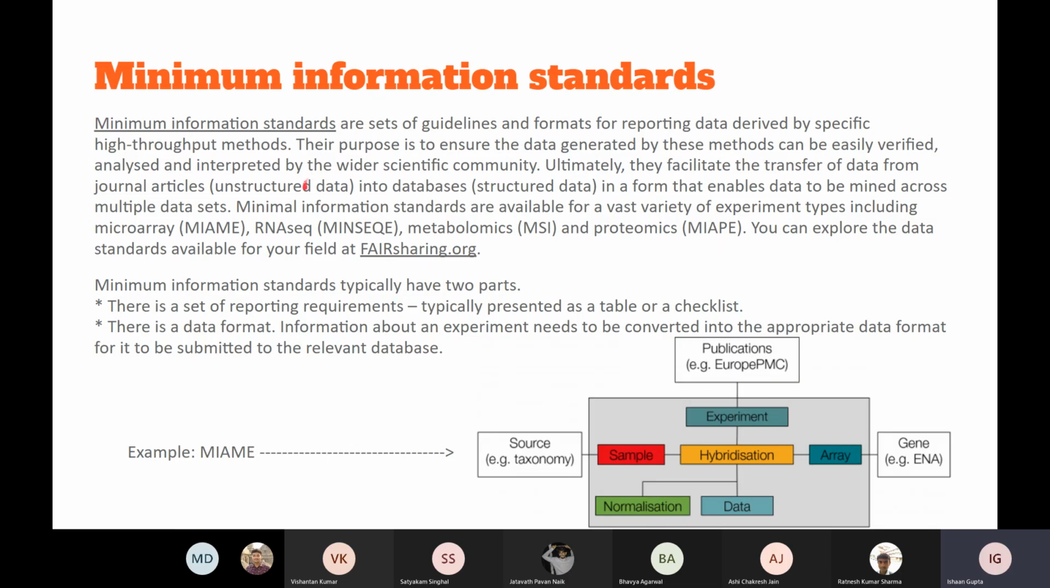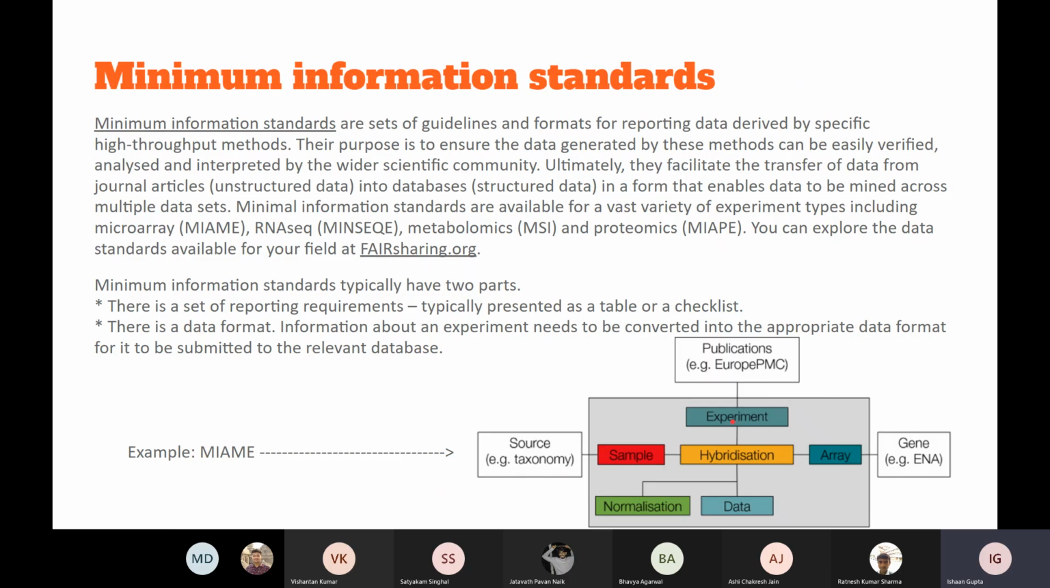Okay, so you can have unstructured data. You are basically transferring unstructured data from journal articles, let's say, into databases, which is the most structured data. And each one of the different kinds of experiments, let us say a microarray experiment, an RNA sequencing experiment, a metabolomic experiment, proteomic experiment, each of them come up with their own minimum information formats, and that ensures that the information that is stored is enough to compare two experiments, enough to describe the experiment, and enough for people to even reproduce the experiment.